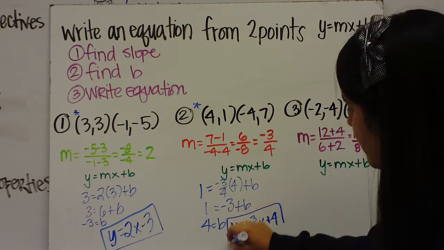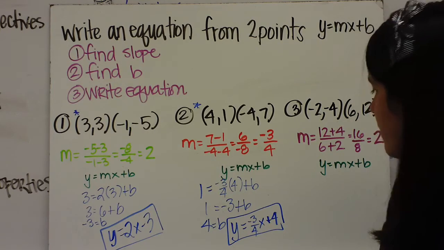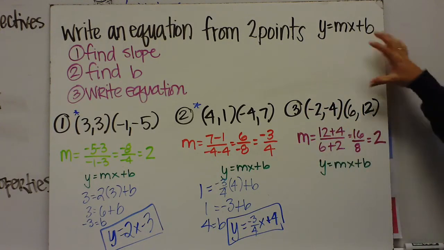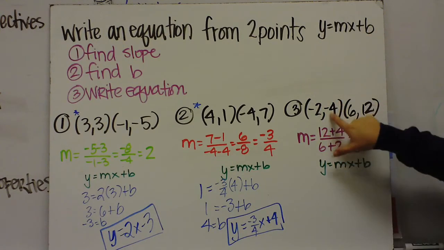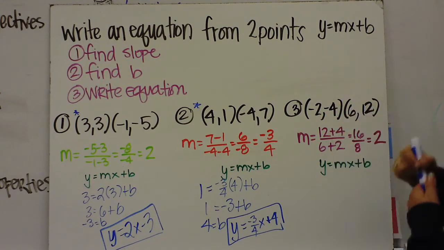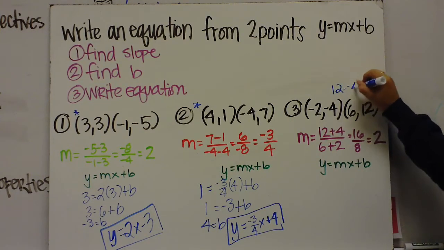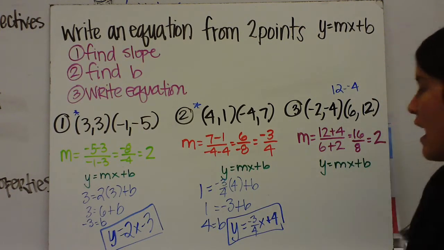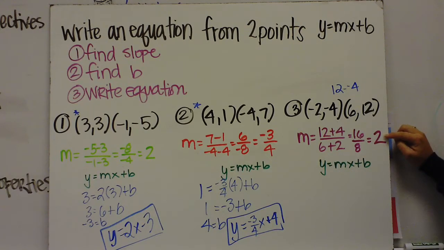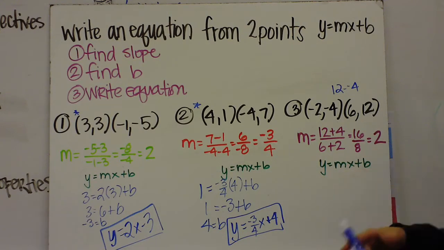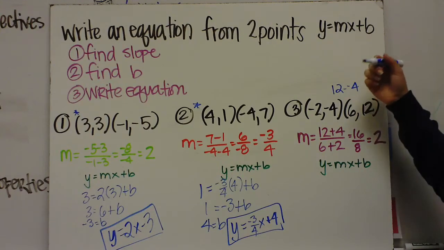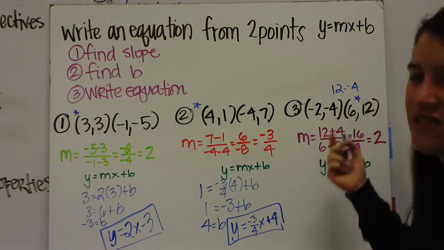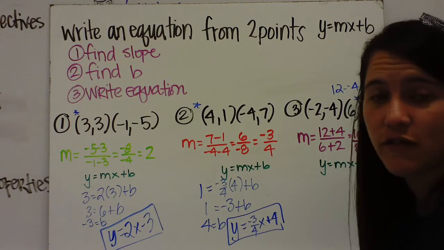All right, now the third one that we're going to do, I've already found the slope. I subtracted 12 minus -4, so since it's 12 minus -4, it's really +4, so I've already changed it to pluses, and I found my slope to be 2. Then I'm going to plug it into my y equals mx plus b. It doesn't matter what point you use. I'm going to use this point only because I don't want to deal with negatives. You can use the first point.